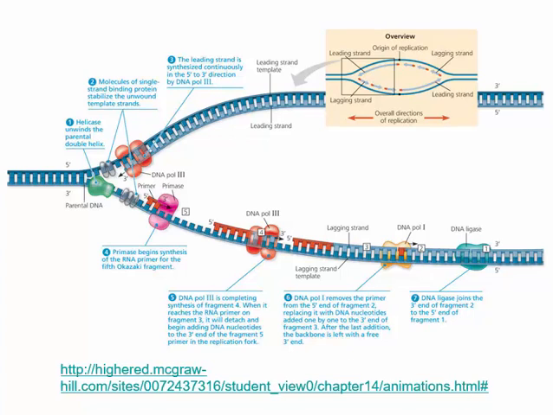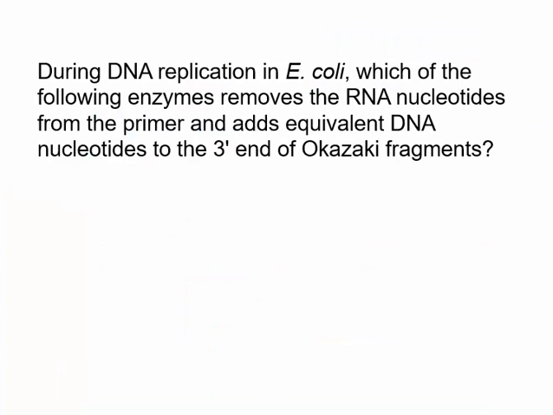Okay, so during DNA replication, which enzyme removes those RNA nucleotides and adds DNA nucleotides to the Okazaki fragments? So you had a couple of probably enticing choices with 2 different kinds of DNA polymerase, and it's that DNA polymerase 1 in E. coli that does that backfilling.